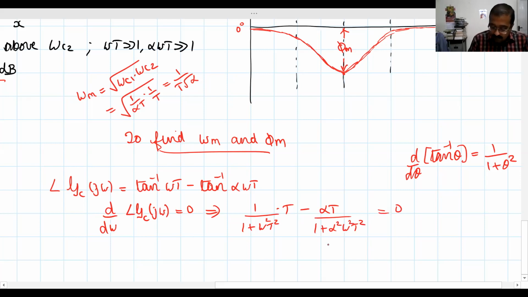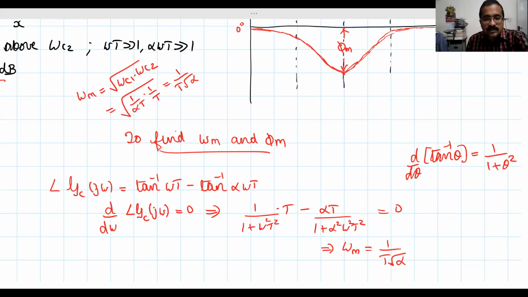So from here you will get omega m, the frequency at which the maximum phi m occurs, as omega m equals 1 divided by T root alpha. So this is the frequency at which the maximum phase lag occurs. Omega m is 1 by T root alpha. Now, how can you find the value of the maximum phase lag?